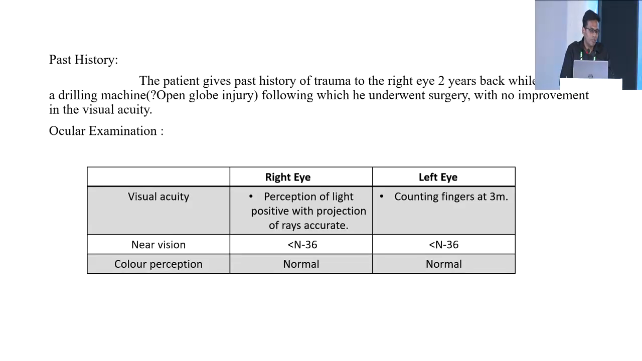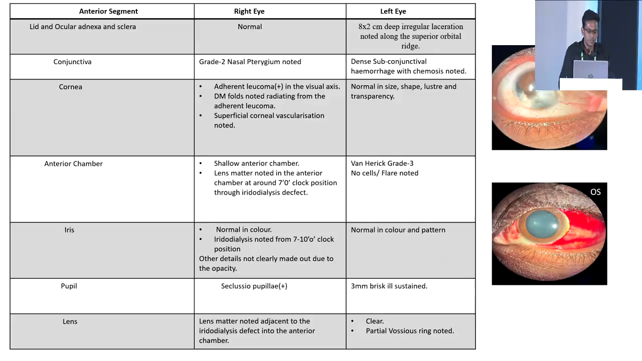In the past history, the patient gives history of ocular trauma to the right eye 2 years back while operating a drilling machine. It was a suspected open globe injury; full details are not available to us. He underwent surgery with no improvement to the visual acuity in the right eye. On examination, right eye, there is perception of light with projection of rays being accurate, and near vision less than N36. Color perception is normal on color filters. Left eye, counting fingers at 3 meters, near vision less than N36.